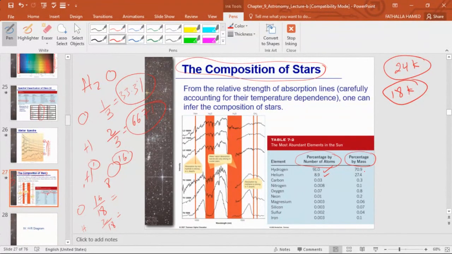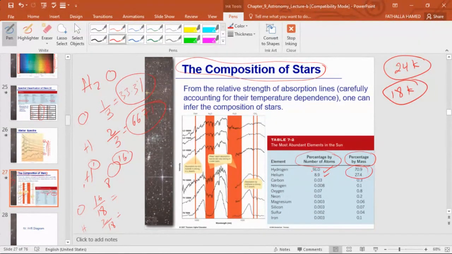But if I want to look at it by weight, then I will say, roughly speaking, it's 71% hydrogen, about 27% or 28% helium. So I don't want you to be confused when you hear these two. In one case, it's referred to by mass or by weight, and in the other case, it is referred to by the number of atoms.